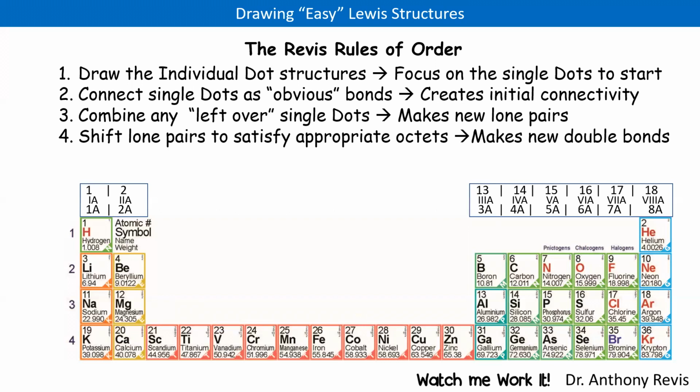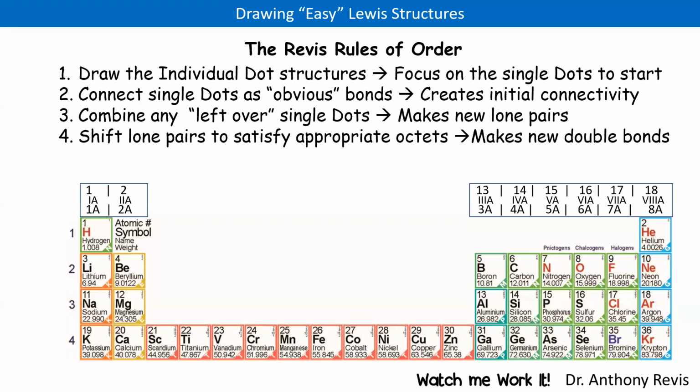Basically, this creates sigma single bonds. Rule number 3, combine any leftover single dots. You hope not to have them, but just in case you do, combine them to make new lone pairs. Then number 4, shift lone pairs to satisfy appropriate octet rules. This makes for multiple bonds.